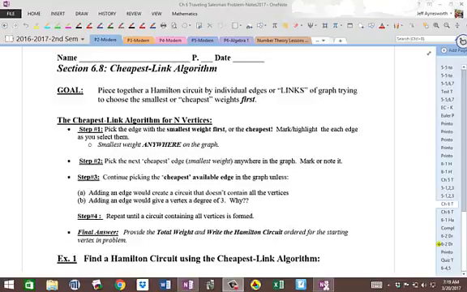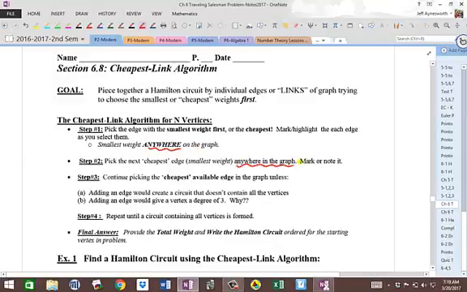The key thing on this one is that I don't care how you write your circuit in the end. When we pick the smallest weight first, I want you to realize that we want to pick the smallest weight anywhere in the graph. Then we're going to pick the next cheapest edge, or the smallest weight, anywhere in the graph. So the key phrase that I'm going to underline here is anywhere in the graph.